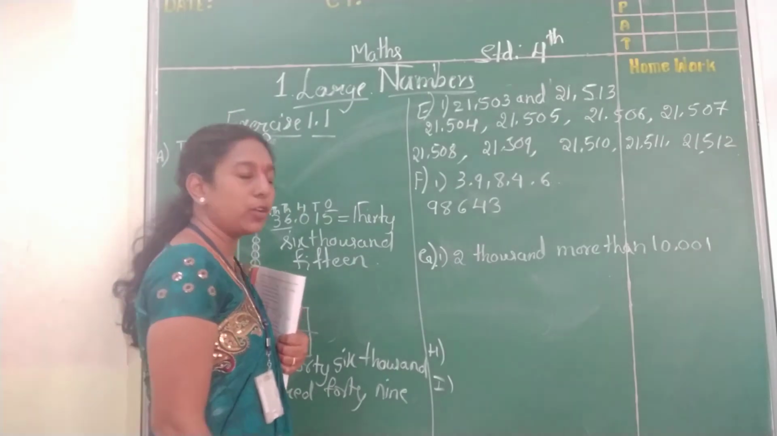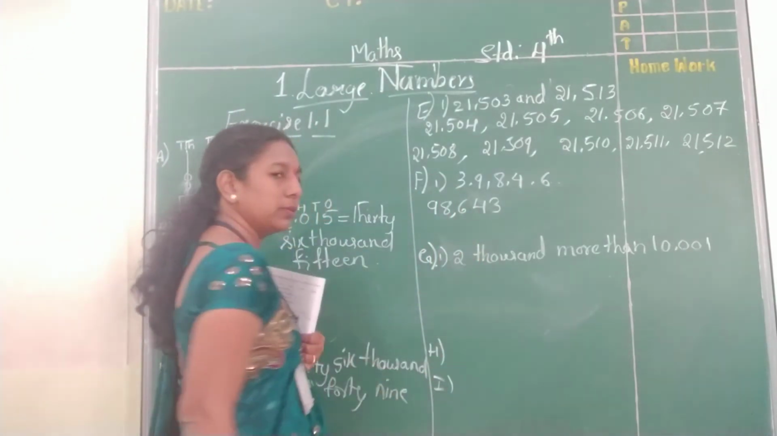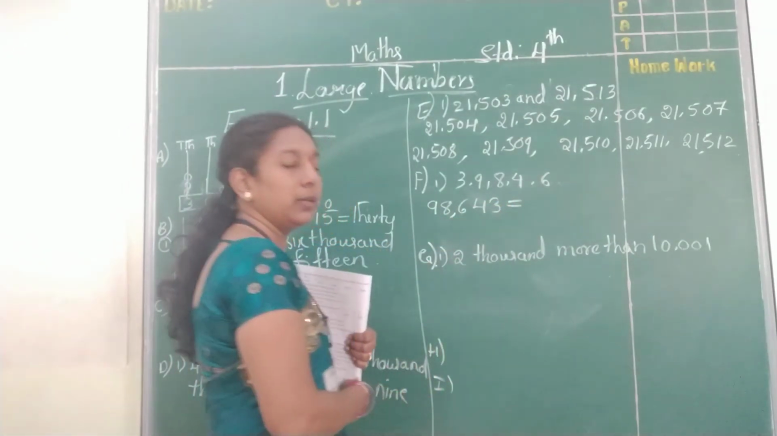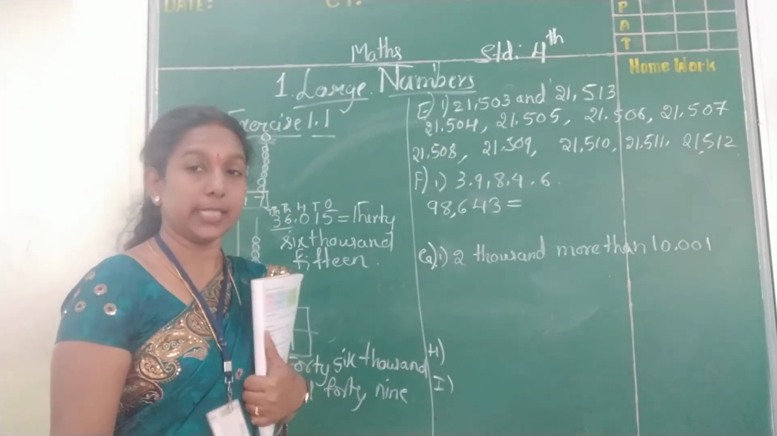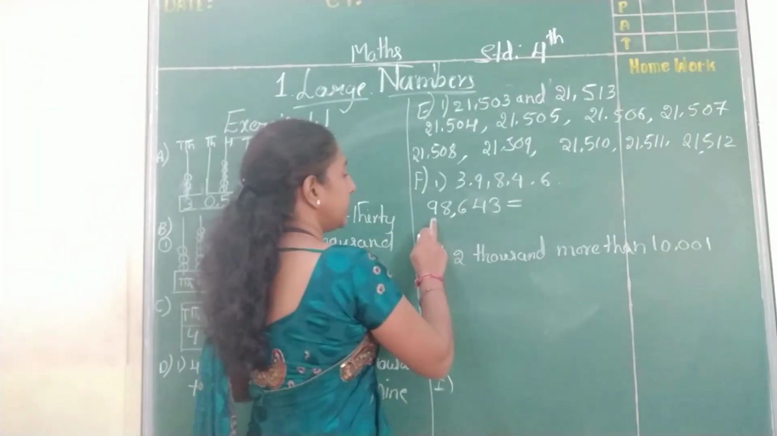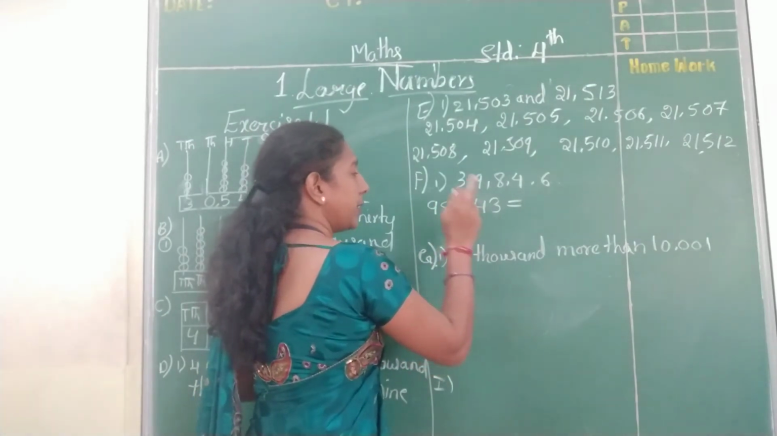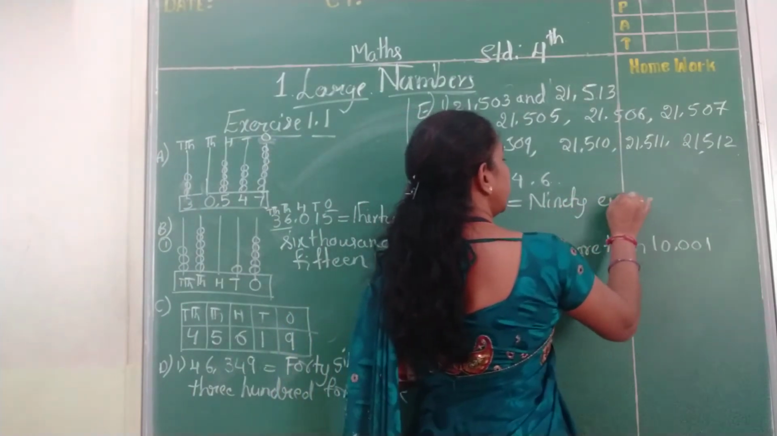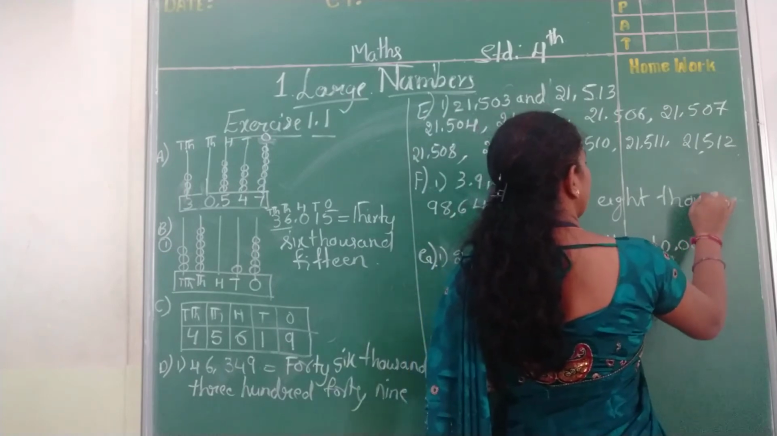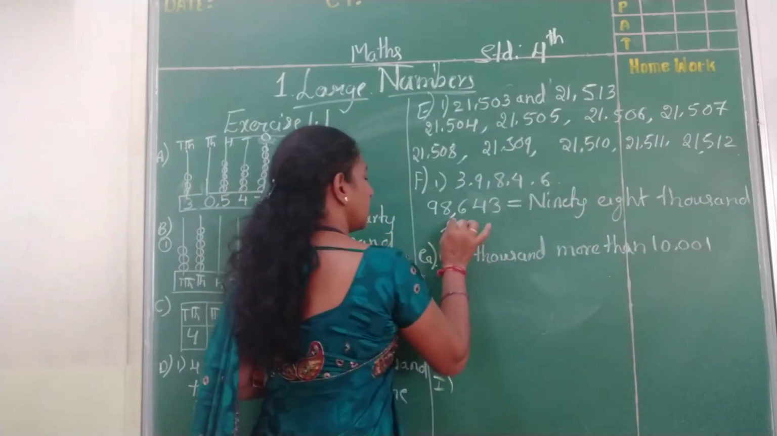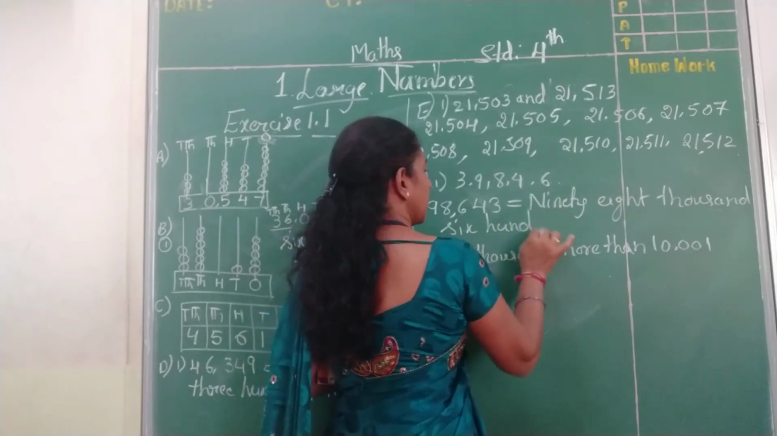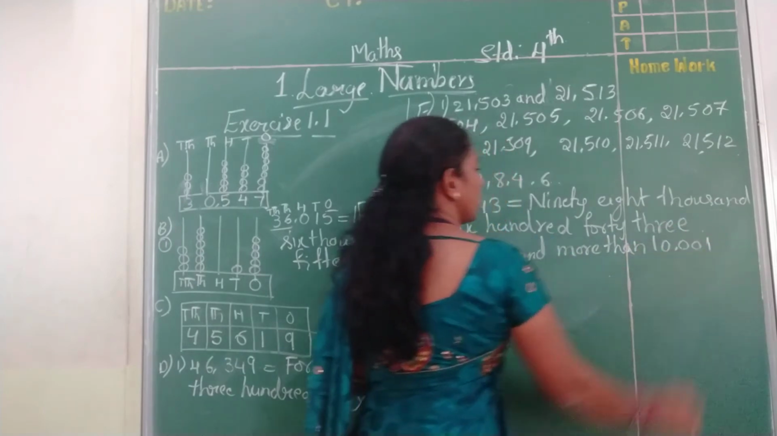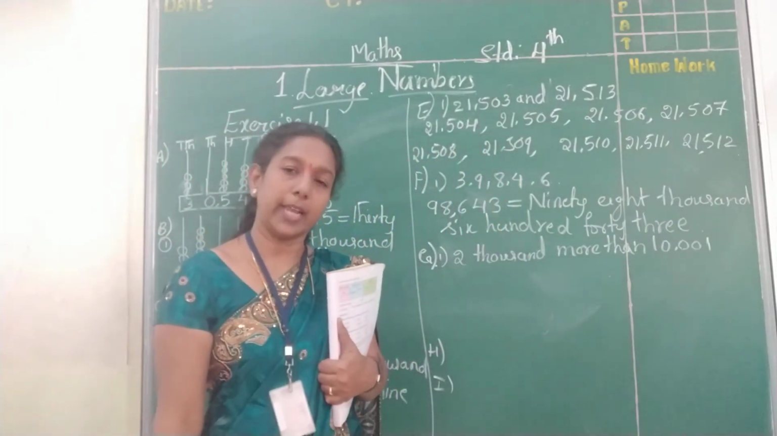Okay, now I will make the group. So 1, 2, 3 and then I will put the comma. Now we have to write the number name. So what I will do next? I will put the comma and then I will read it and I will write the number name. So how I can read this? 98,643. So this is how we have to read it and write the number.